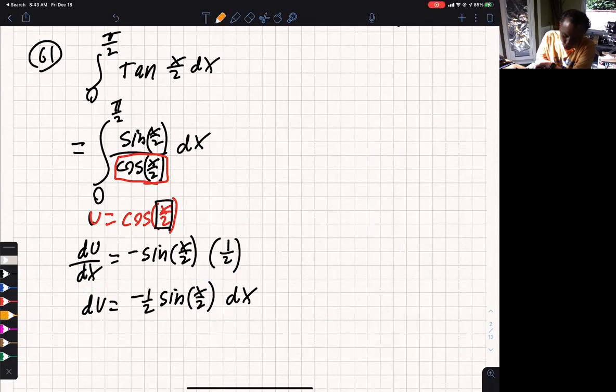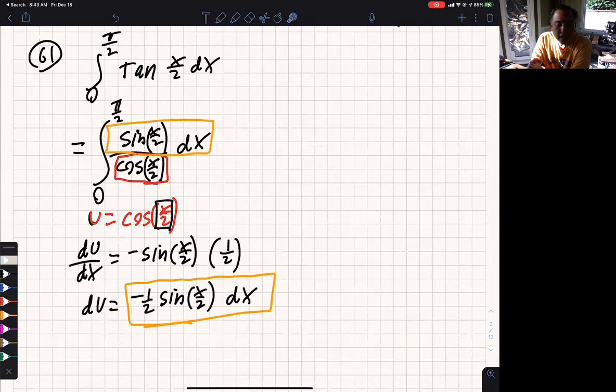I will do it in gold. And I ask myself, do I have that up here? And I'm like, no, I don't. I'm missing the negative 1/2. Do I have a negative 1/2 there? I don't. But now I do. And I haven't changed anything because that equals 1.